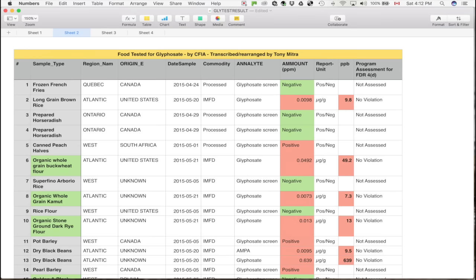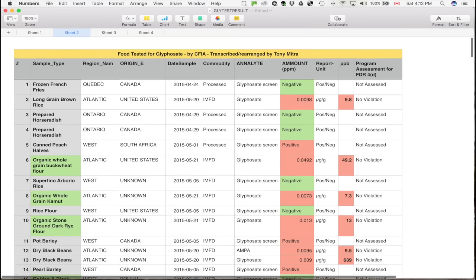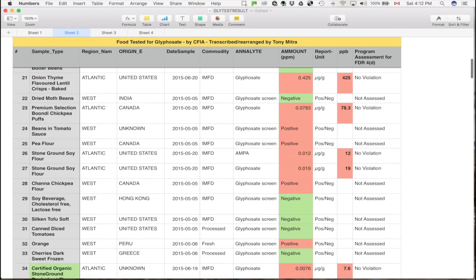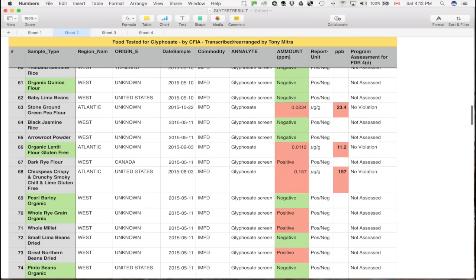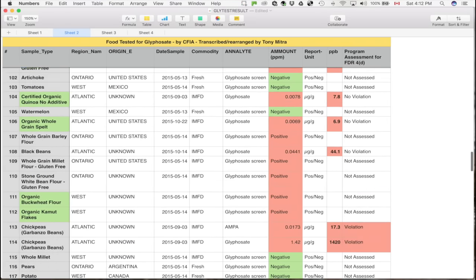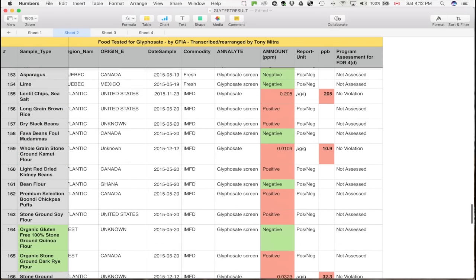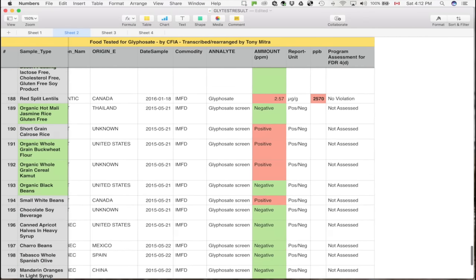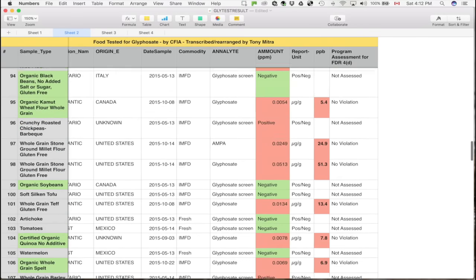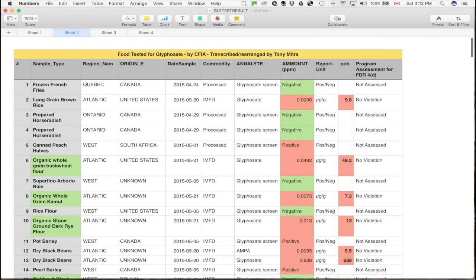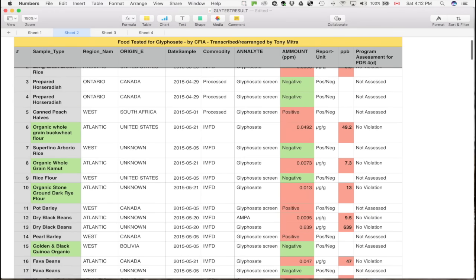Both are red. So as you go down, you'll see there are more reds than there are greens, which is to say more foods tested had glyphosate in them as compared to those that did not. The other thing that one can find out from this, of course, is individually what kind of food and then what was the concentration. So therefore one can make a decision on what to eat, what not to eat.